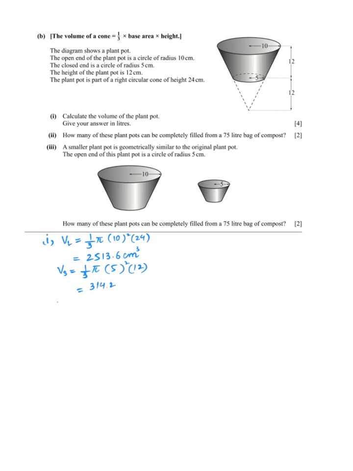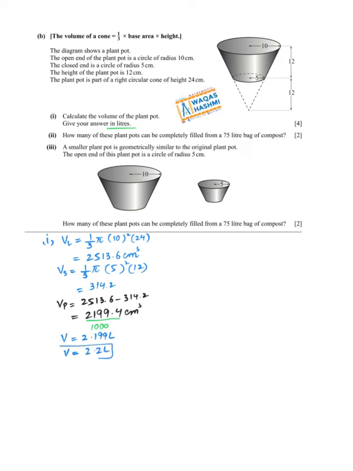Now you need to find out the volume of the pot here, right? So for the pot, you need to find out the difference: 2513.6 minus 314.2. So simplify, and that leads to 2199.4, right? But that answer is in centimeter cube and the question says you need to give your answer in liters. So for liters, you need to divide it by 1000. So the final answer is 2.199 liters, that is rounded up to 2.2 liters. Volume is 2.2 liters and that is your first part answer.